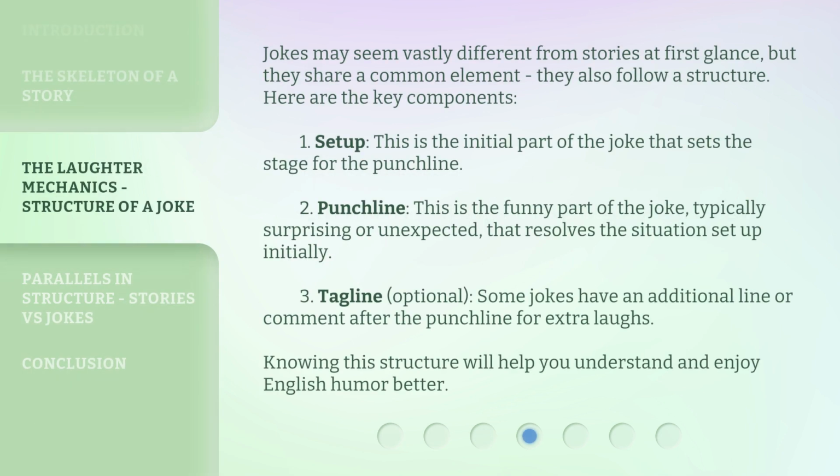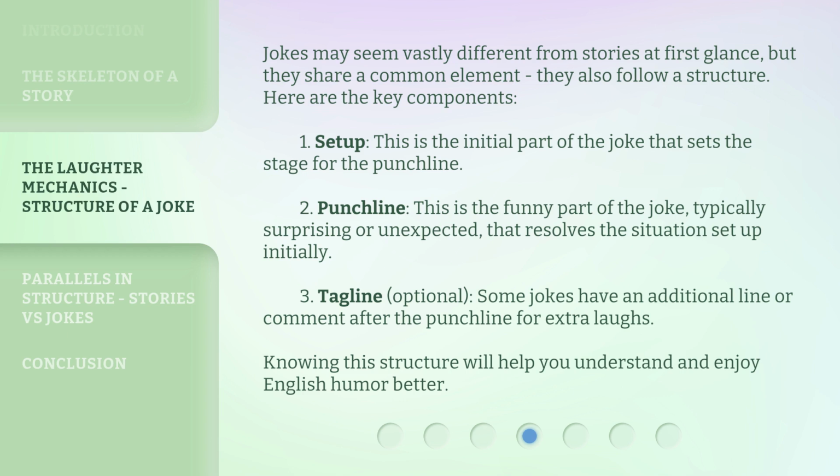Jokes may seem vastly different from stories at first glance, but they share a common element. They also follow a structure. Here are the key components. 1. Setup. This is the initial part of the joke that sets the stage for the punchline.